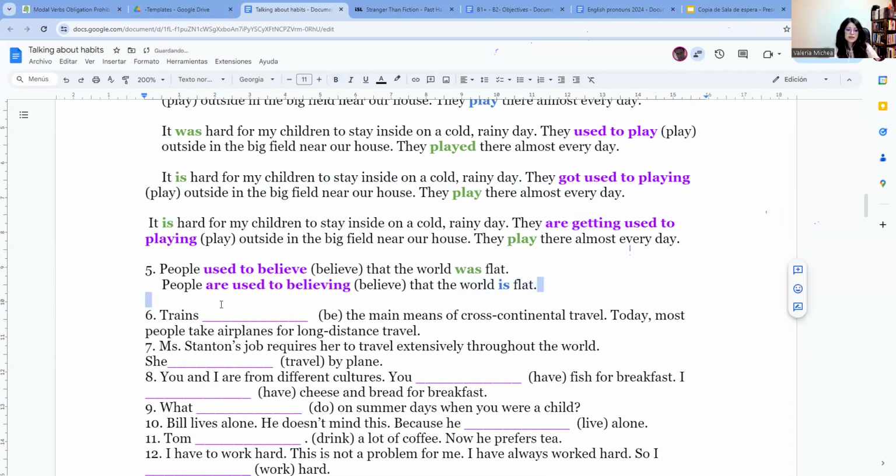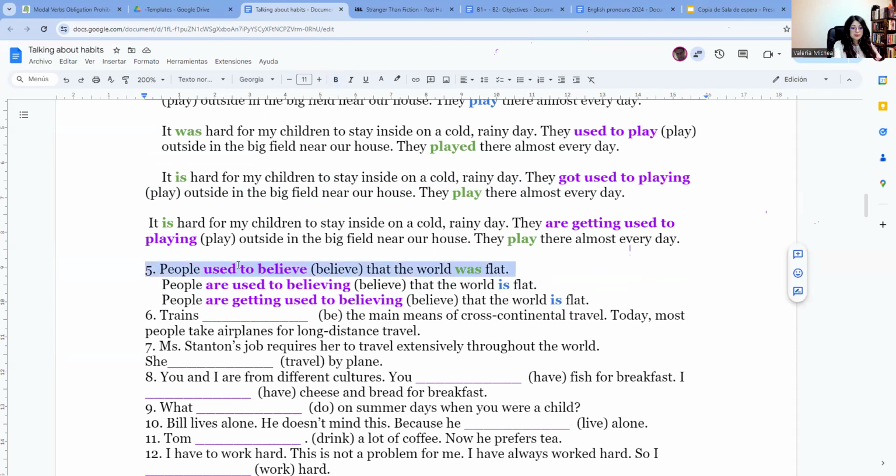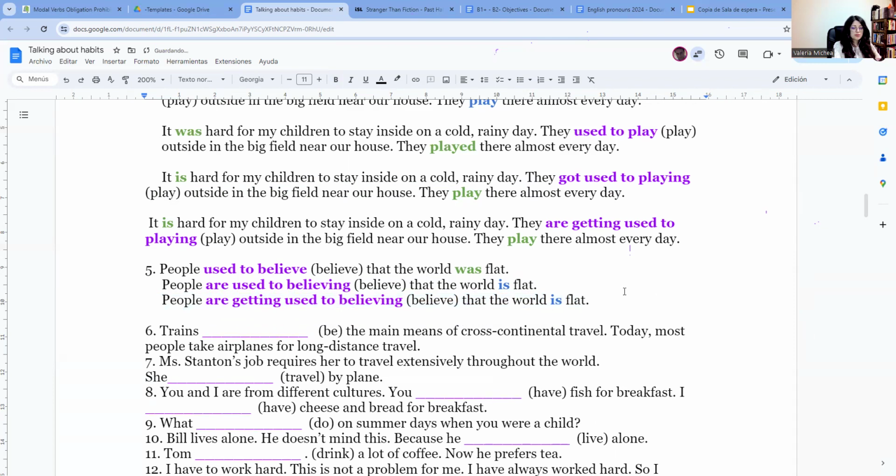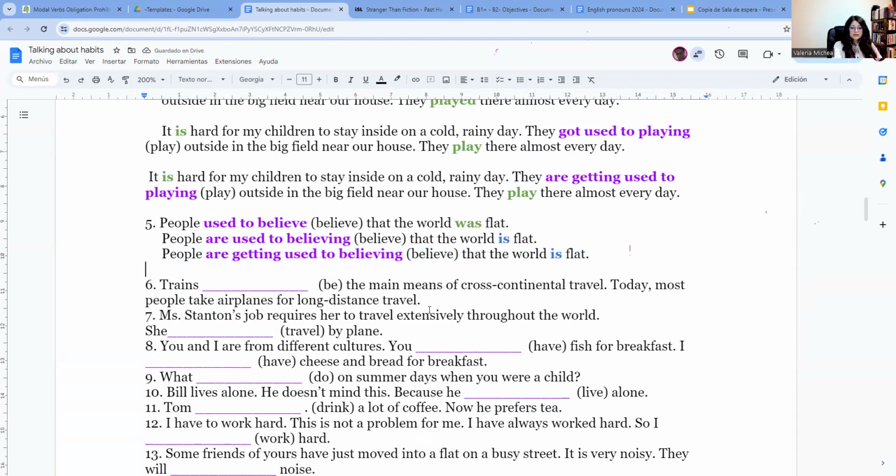We can also use the same idea with this one. People are getting used to believing that the world is flat because of the social media spam, for example. So it is perfectly possible, but it depends on what we mean. This is a past habit. This is a present habit, and this is a new habit. So that would be the difference, but then we're still talking about habits.